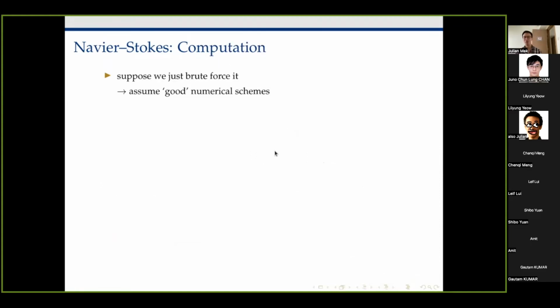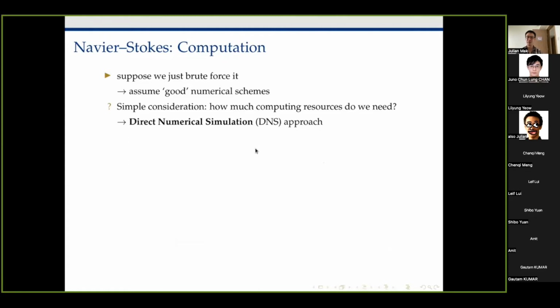So let's suppose you just brute force it. The question I'm going to ask here is how much resource do you need? How much computer power do you need to throw at simulating Navier-Stokes? So I'm going to essentially take what's called a direct numerical simulation approach, or DNS approach. What I'm doing is, given the scale, I'm resolving all the big scales all the way down to some sort of small scales. So the question here is, what is the small scale? The bottleneck turns out will be the small scale.